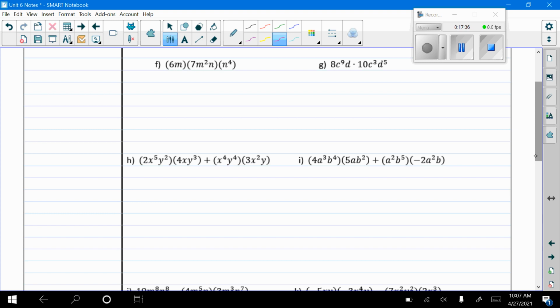Letter F. Again, this one has a coefficient of 1 because it's not shown, so it's just a 1. So 6 times 7 times 1. Well, 6 times 7 is 42, times 1 is 42. Now think about my exponents. I know that there's not one shown, so it's a 1, and there's not one shown, so it's a 1. So now I can add those exponents. So I end up with m. I've got a 1 plus 2, and there are no more m's. N's, I have a 1 plus 4. So I get 42, m to the 3rd, n to the 5th.